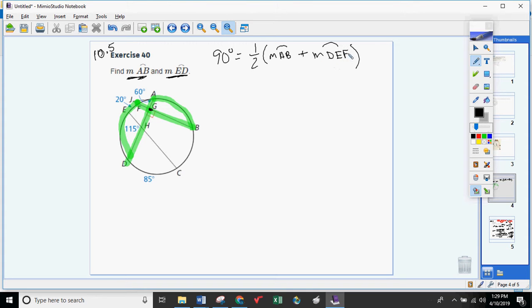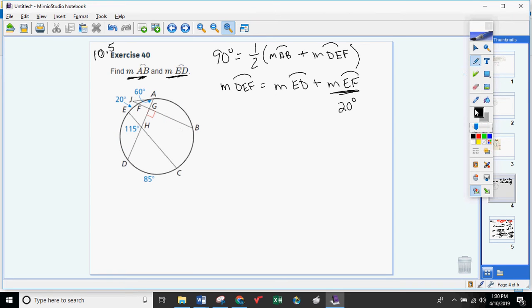Actually, I'll put DEF so I know that I'm going this direction. Now I also notice that DEF has the measure of arc ED, which is the other arc I'm trying to find, plus the measure of arc EF. And I know that EF is 20 degrees because they tell me in the picture. Okay? So I'm going to see if I can figure out a way to find what ED is, because that would give me DEF, which would then give me the measure of arc AB.